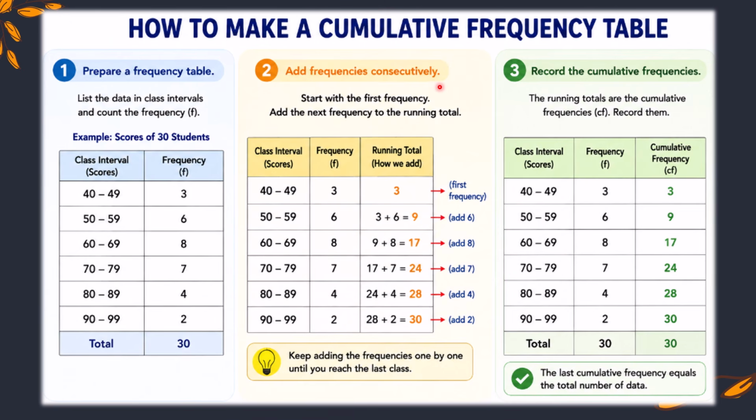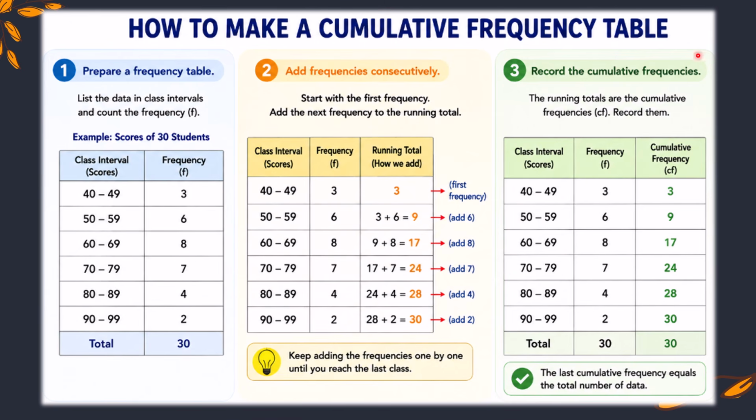Add the frequencies consecutively. Start with the first frequency, so copy it, and then add the next frequency to the running total. So 3 plus 6 is 9, 9 plus 8 is 17, 17 plus 7 is 24, 24 plus 4 is 28, and then 28 plus 2 is 30.